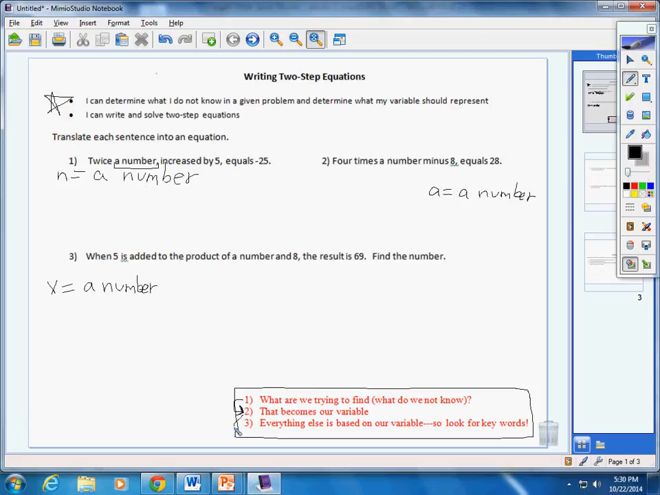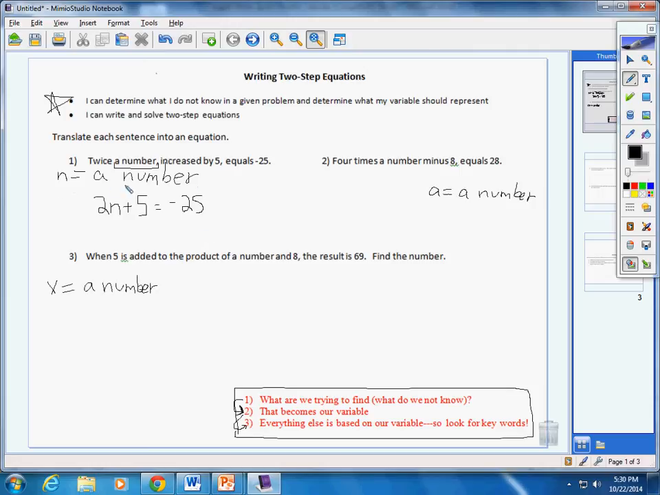Okay? Step 3 here says, after we figure out what our variable represents, everything else is based on our variable. So let's look for keywords. So if n represents this number that's being talked about here, our problem says twice that number. So twice our number, 2 times n, increased by 5 usually means if something's increased by 5, you add 5 to it. And that guy's going to equal, that tells us pretty easily, equals negative 25.